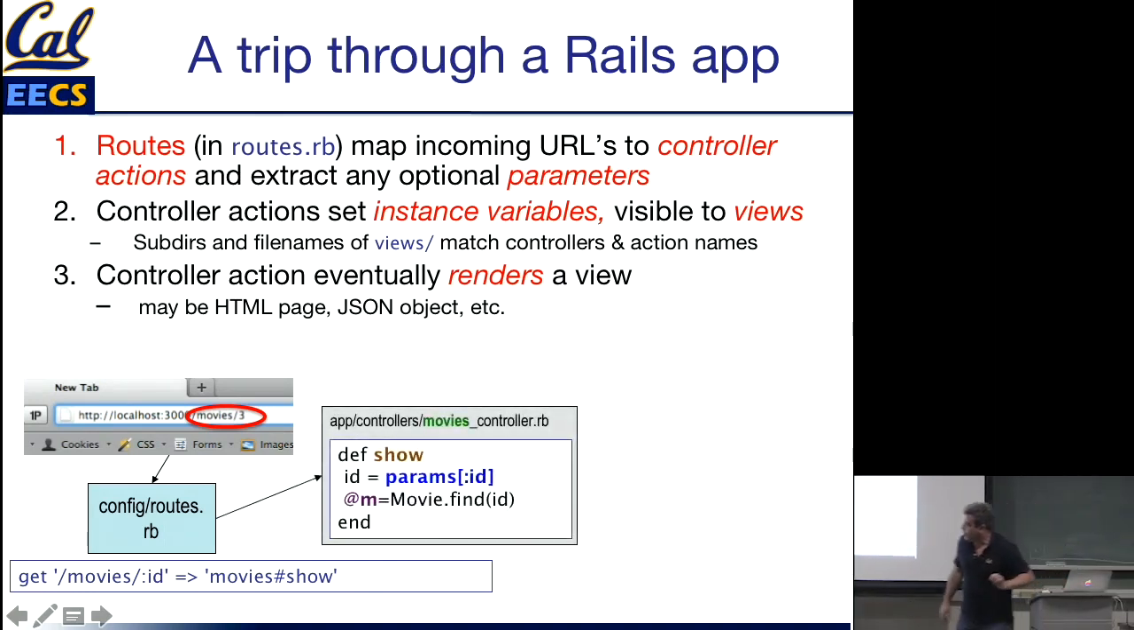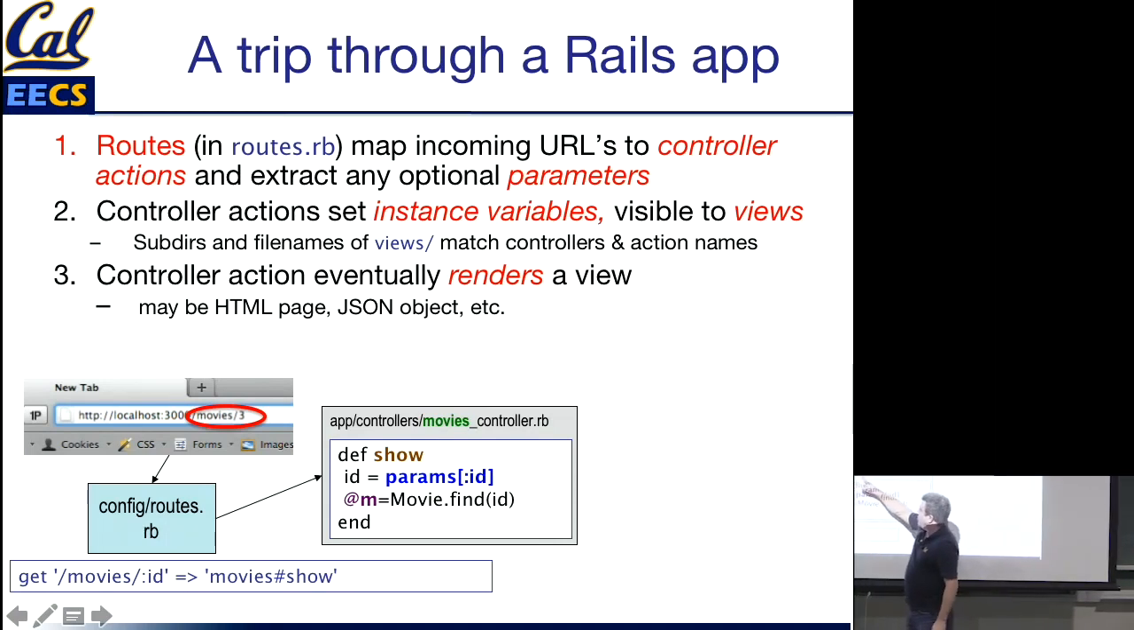If we look inside the controller, here's an example of what the action for that route might look like. First of all, where do we go? In the controller subdirectory, we go to movies controller. How do we know it's movies controller?